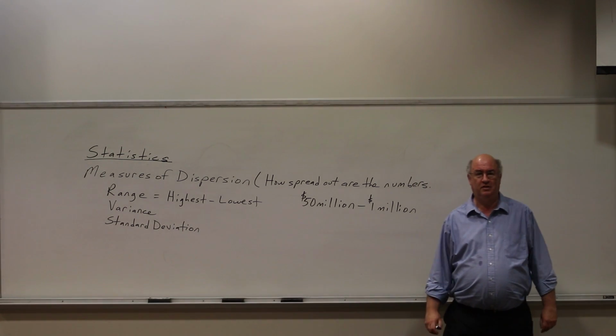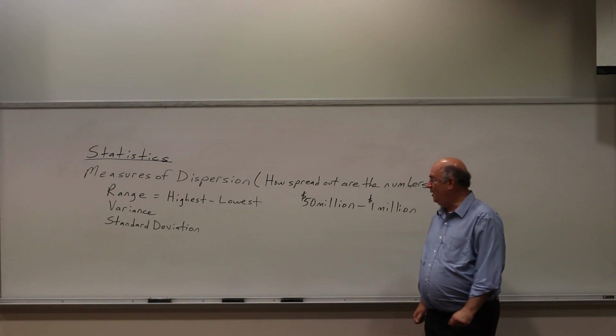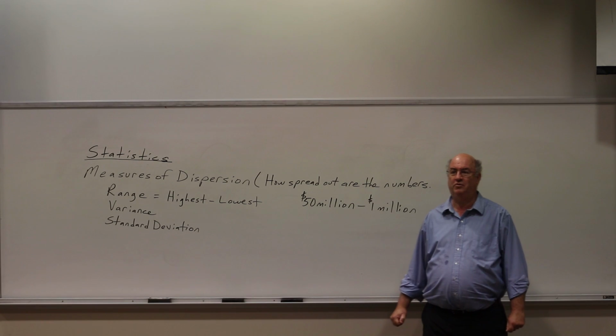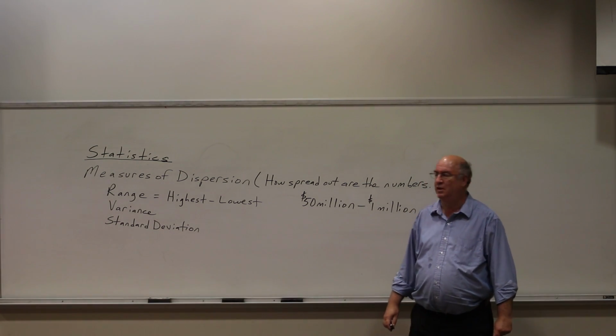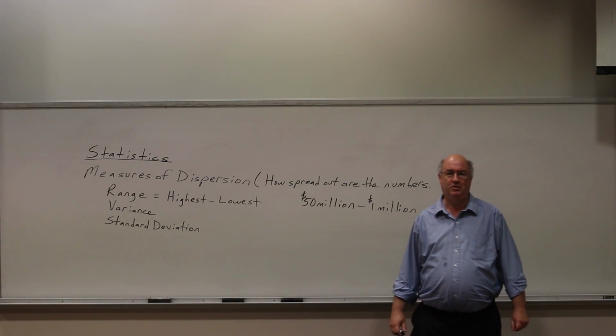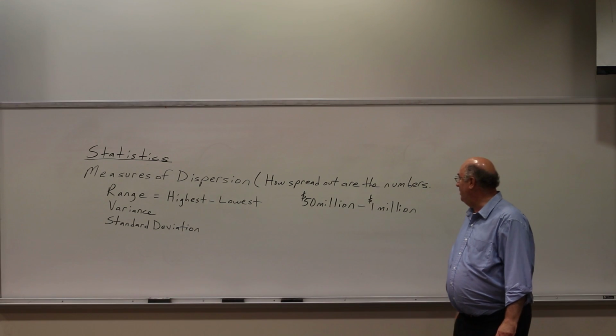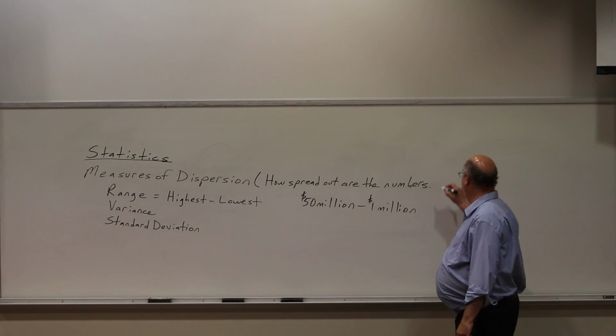We're working on statistics. We covered measures of central tendency the last two videos. Now we're going to be talking about measures of dispersion. That basically means how spread out are the numbers.